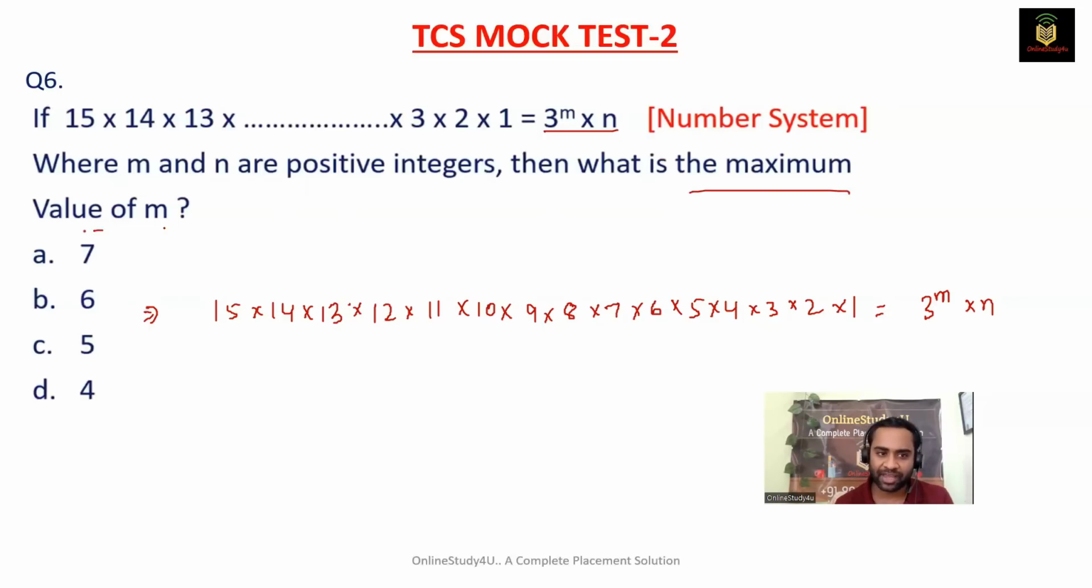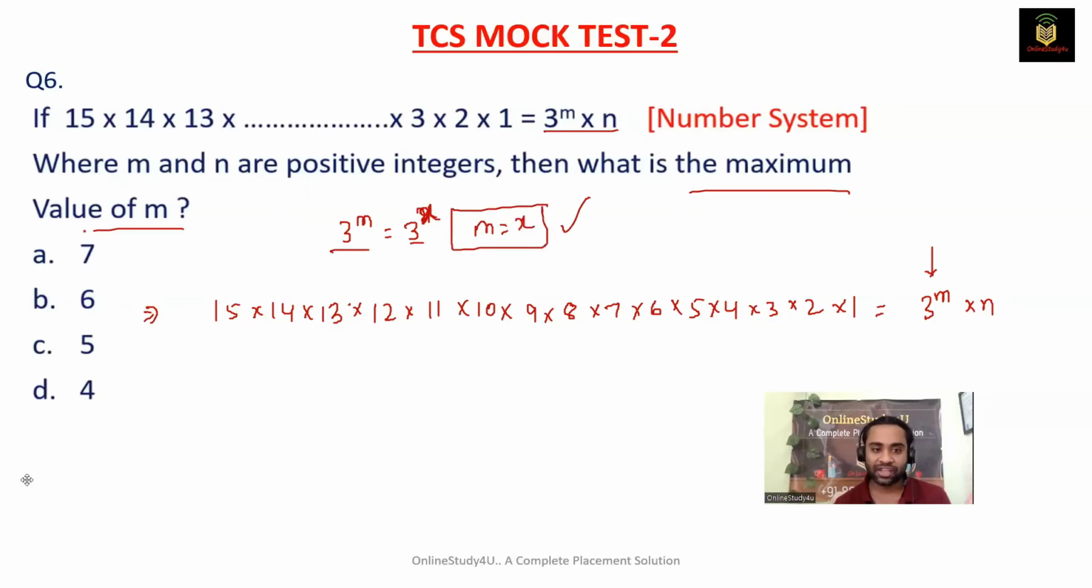Then what is the maximum value of m? So they are asking 3 to the power m. First try to understand how can we solve this question. So how can you solve this question of 3 to the power m? That means this side you need 3 to the power 4 or 3 to the power something. Then only when the base will be the same, you can say m is equal to x.